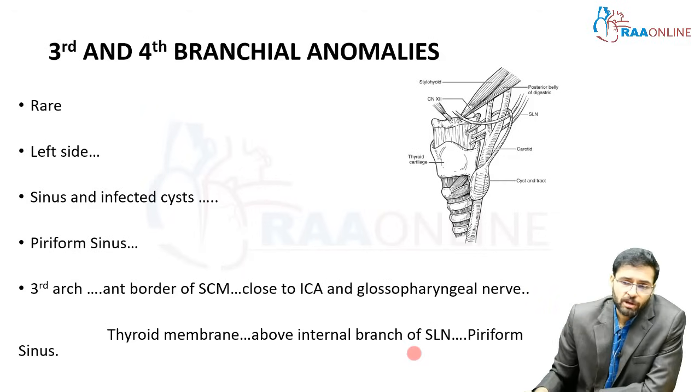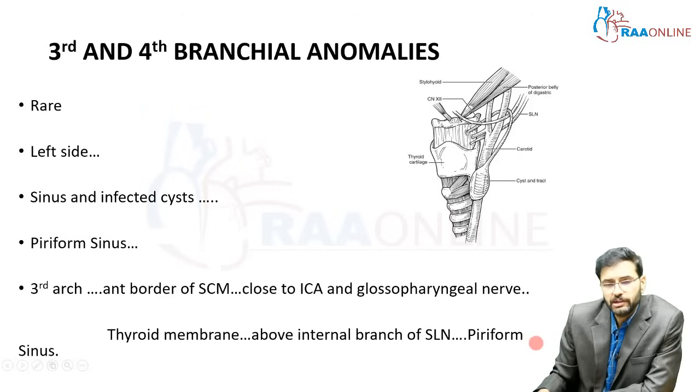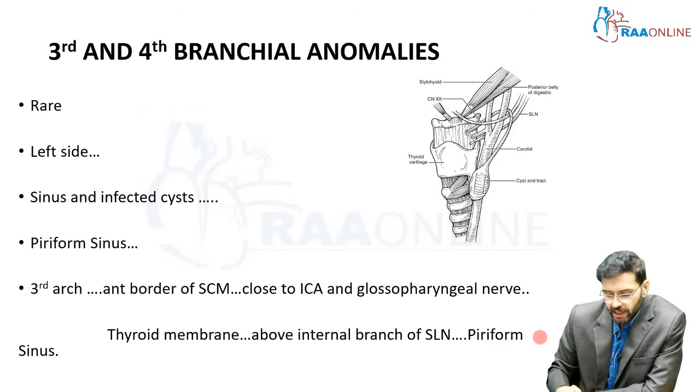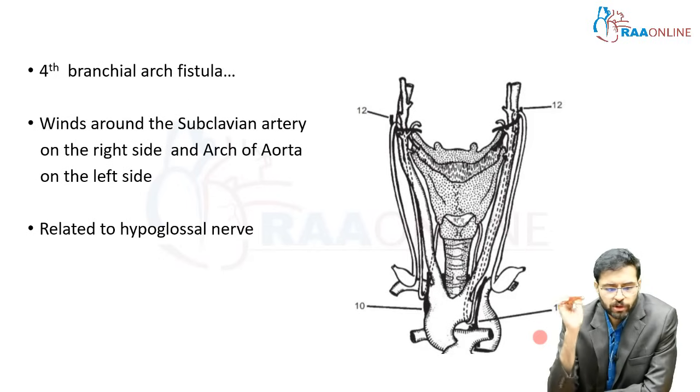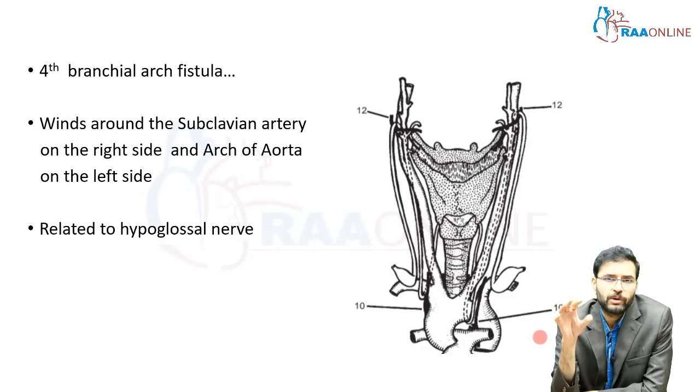Now, documentation of a complete pyriform fistula in a third pharyngeal arch is very difficult. So, if it has to be documented, there are different techniques. I will be discussing it later. Now, fourth branchial arch fistula has only been hypothesized. There is only a theoretical explanation to it because clinical documentation of a fourth branchial arch fistula is not there. It is not commonly seen at all, in fact.